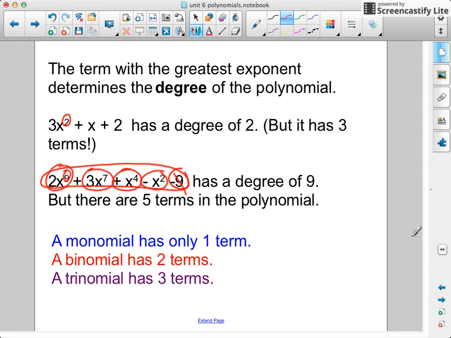Okay, if you hear a monomial, it only has one term, such as 5a exponent 4. That's a monomial, one term. A binomial has 2, so maybe 2r plus 5. And a trinomial has 3 terms, so maybe 3x squared plus 4x minus 7. So it's a trinomial. They're all polynomials though.